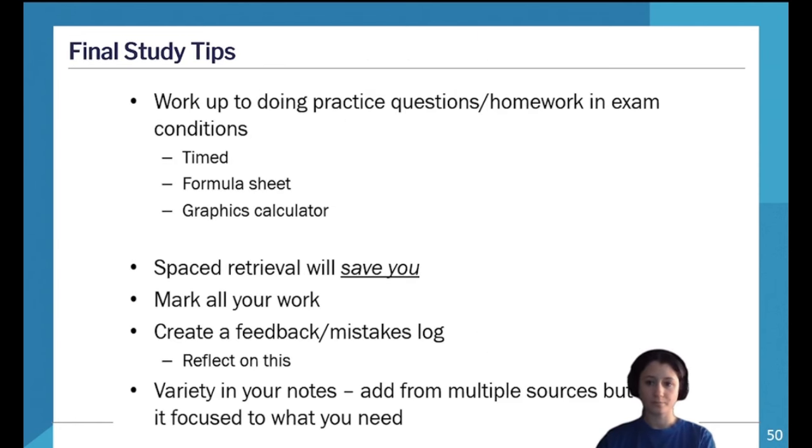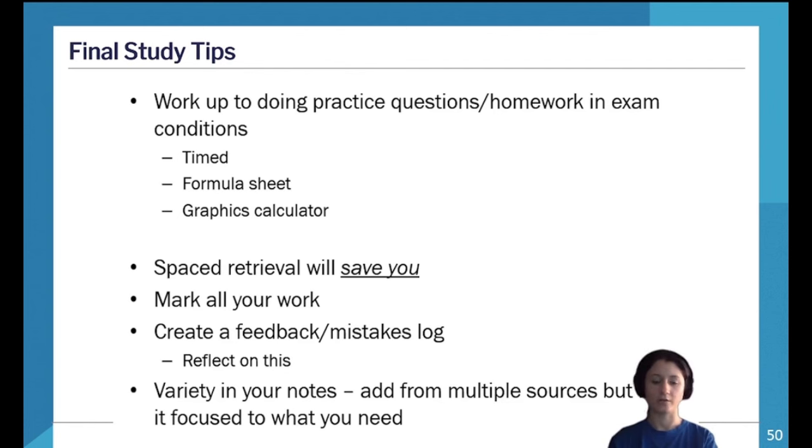All right, before we finish off, I'm just going to give you some quick study tips. Firstly, make sure you do lots of practice questions and homework in exam conditions without constantly referring to the textbook. Make sure you practice difficult questions. That really is one of the most important things. Make sure you practice difficult questions.